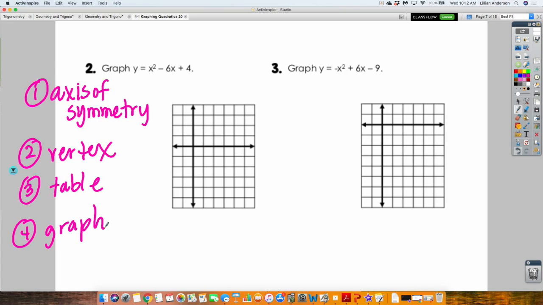I want you guys to do number 2 and number 3. Find your axis of symmetry, then figure out what the vertex is from there. Then graph the function. If you have questions, please ask.